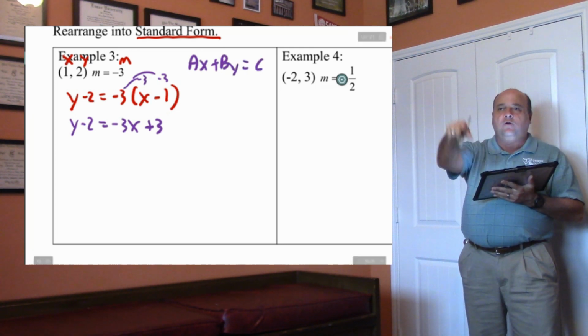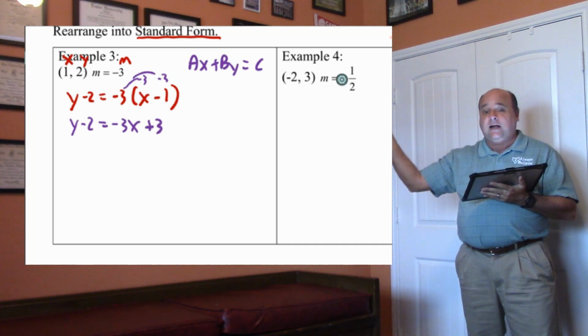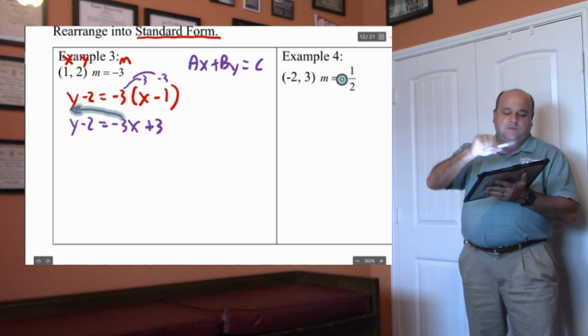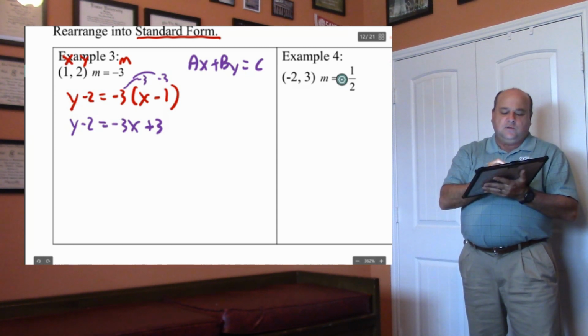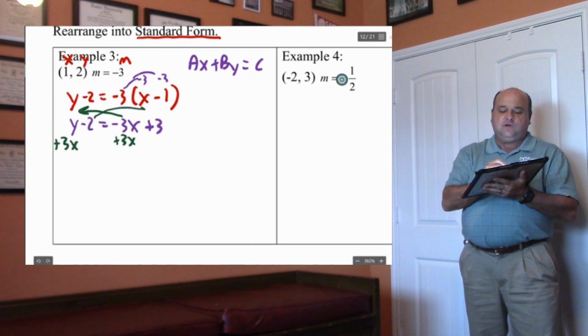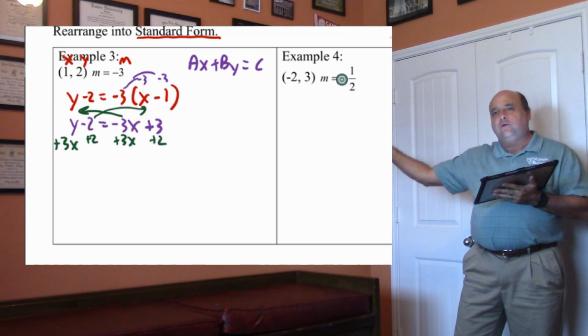So the x has to go first, the y has to go second, and the c term, the constant, has to go last. So this negative 3x has got to go to the left of it. Let me put that in another color. So the negative 3x will go to the left, so I'm going to add 3x to the right and to the left, and then this negative 2 is going to go over here, plus 2 plus 2. So I'm moving my x to the left, and I'm moving my 2 to the right.